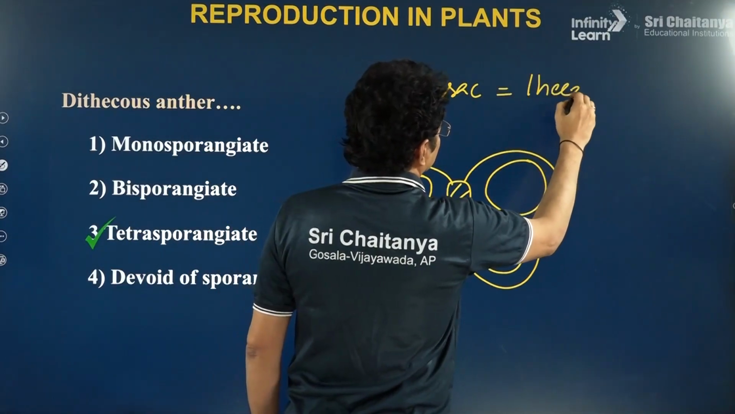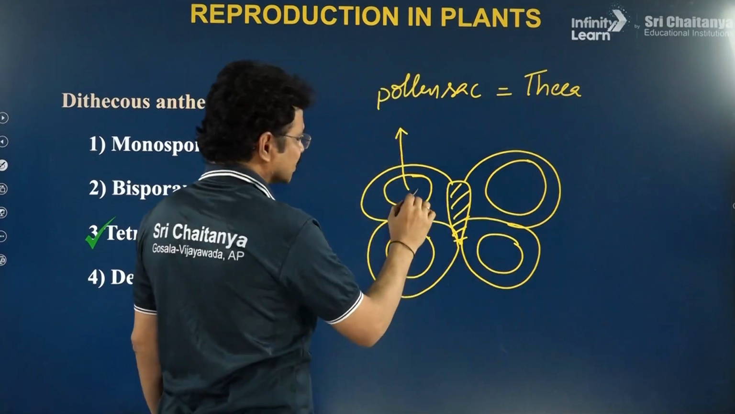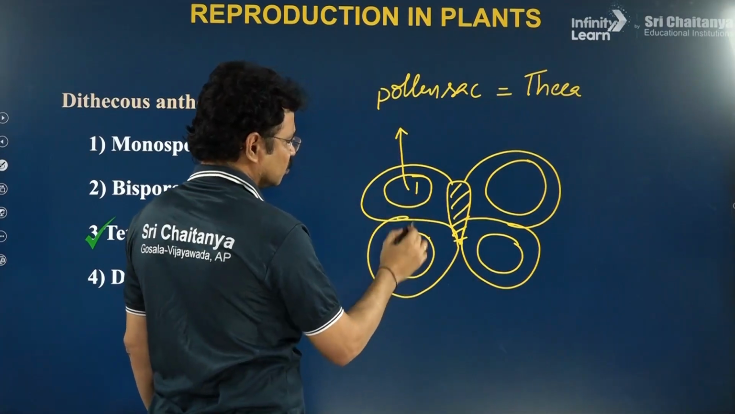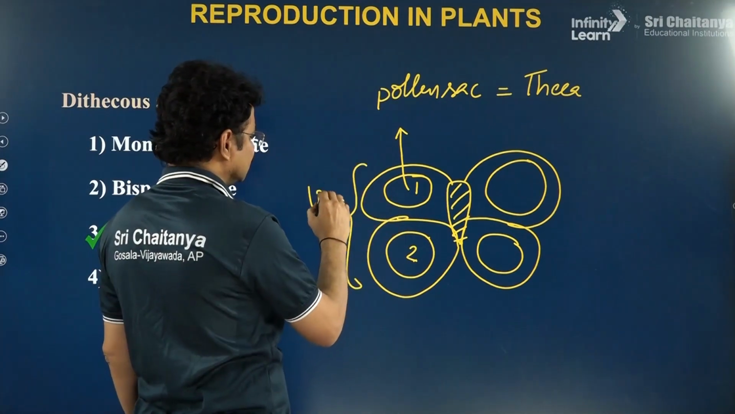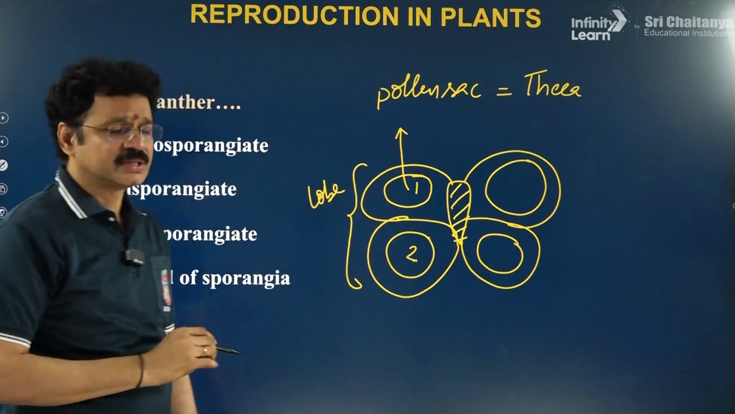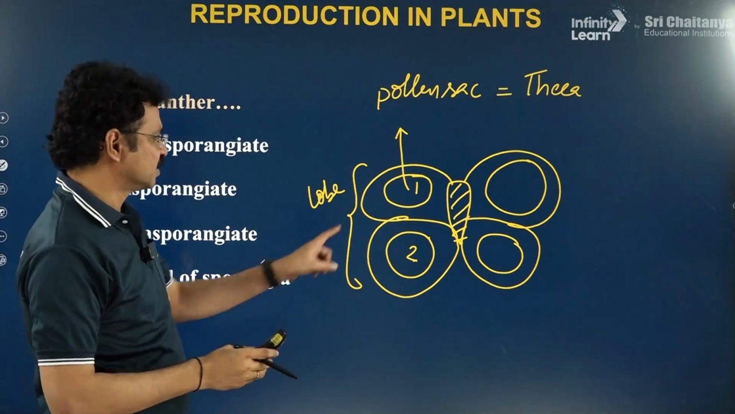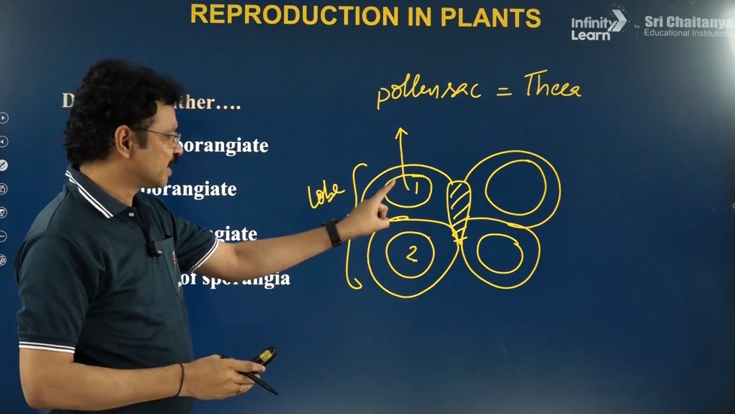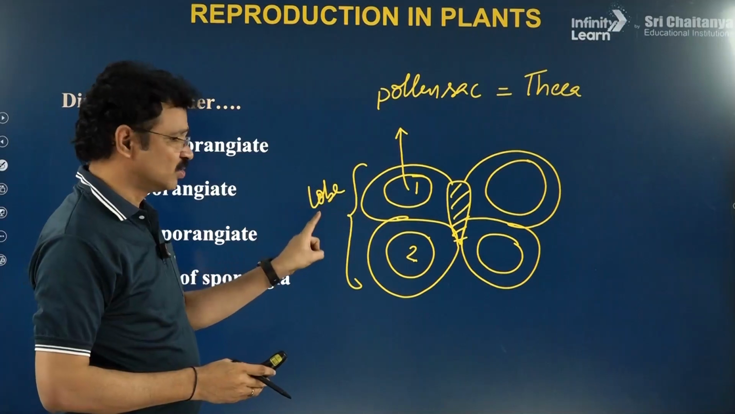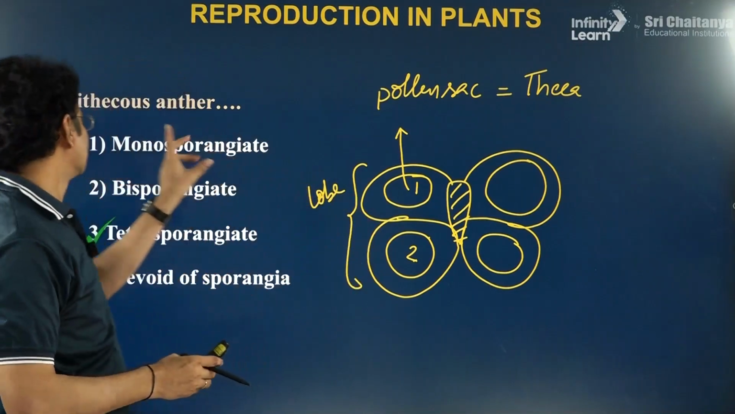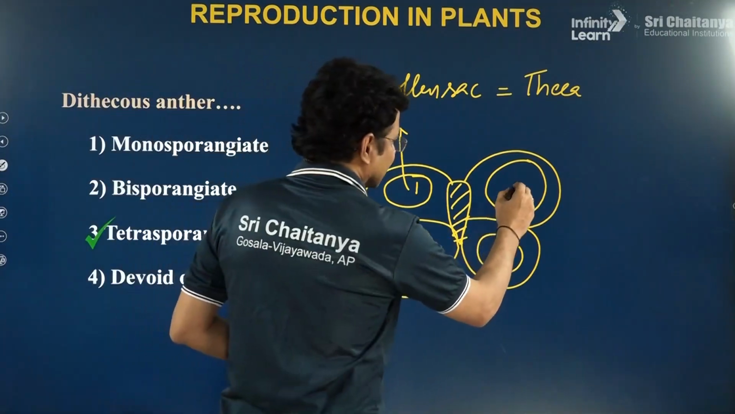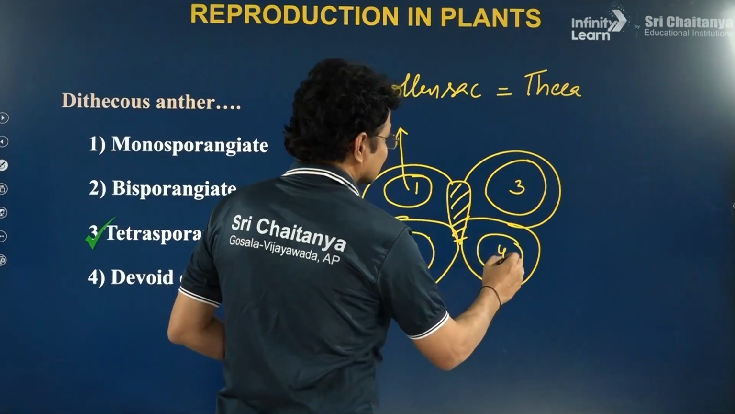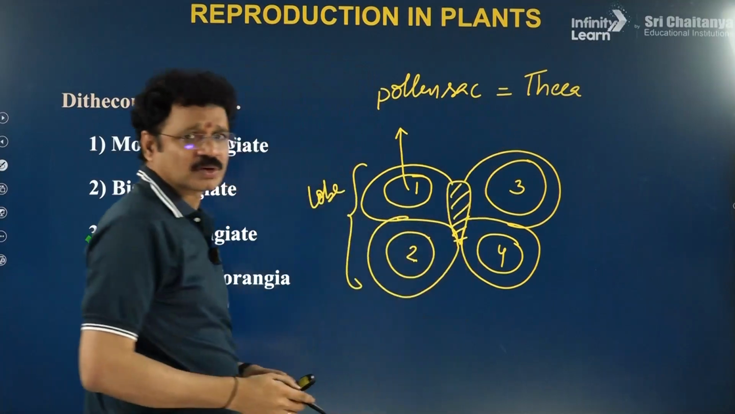So total how many thecas are there? One and two. A pair of thecas is found in each lobe of the anther. Every lobe of the anther in dithecous condition possesses two thecas. Due to the presence of two thecas in each lobe, this anther is named dithecous. In the second lobe also, another two thecas are there. Another name of the theca is microsporangium.